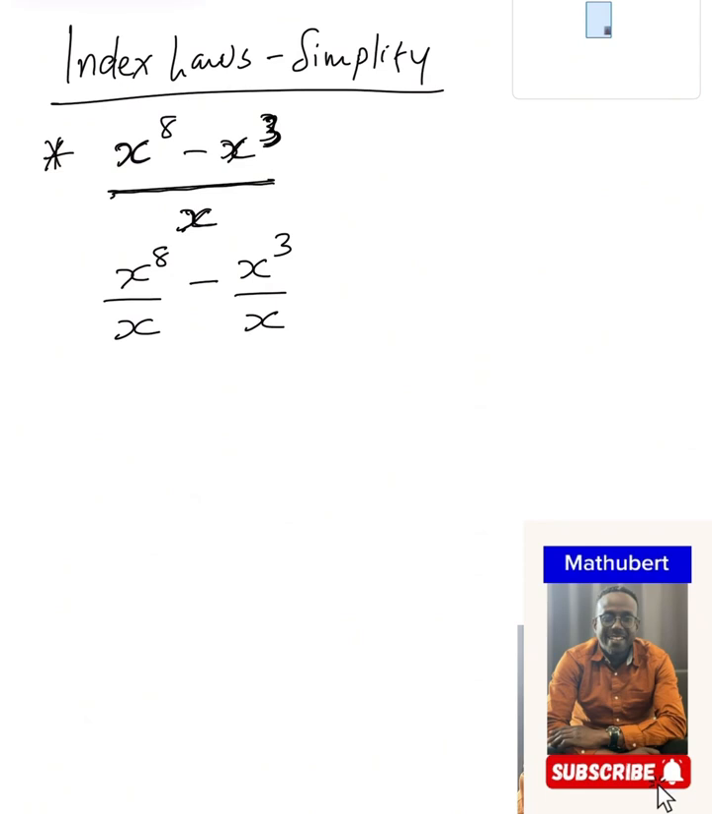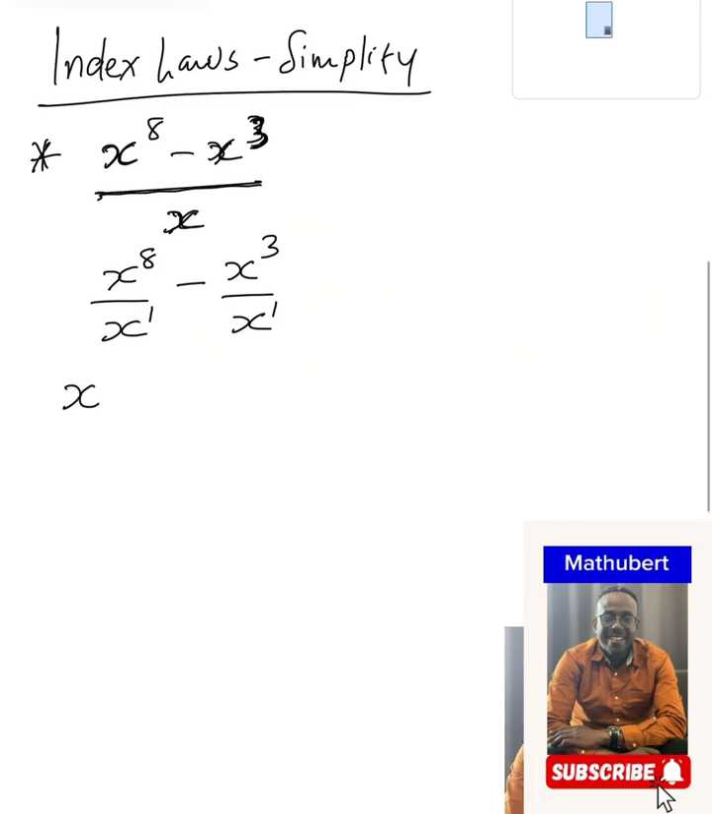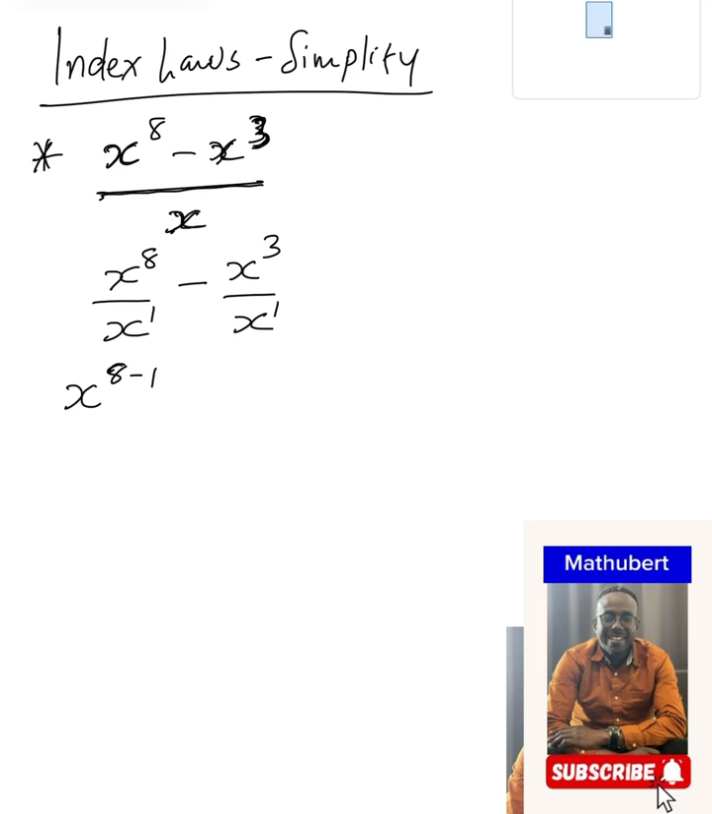Such that it is easy for us to solve, because we know that there's always an invisible one there, and we know the rule for dividing. Remember, when we are dividing indices, we subtract the powers. x to the power of 8 minus 1, that's the first one, then minus x to the power of 3 minus 1. So 8 minus 1 is 7, this will be x to the power of 7, minus 3 minus 1 is 2, x to the power of 2. And we leave it like that.